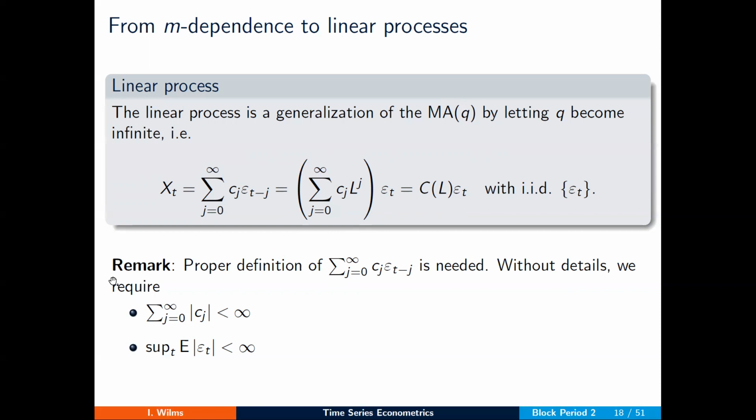And in order for this infinite sum to be properly defined, or in other words, for this infinite sequence to generate a well-behaved weakly stationary process, these two conditions need to be satisfied. First, a sequence c_j that satisfies this condition over here is said to be absolutely summable. Second, we also need the supremum of the first absolute moment to be bounded. Now, during the next couple of weeks, we will often make use of these linear processes.